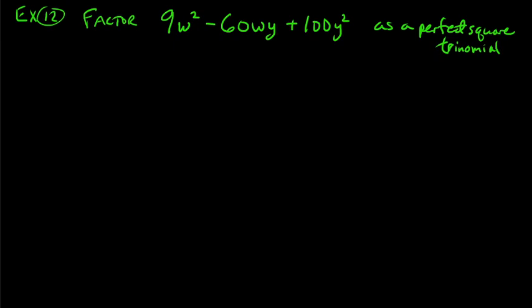Okay, last one. We want to factor 9w squared minus 60wy plus 100y squared as a perfect square trinomial. So I promise you this will be a perfect square trinomial. So no AC method is necessary. Although the AC method does work here, it might take a while, right? So the quickest way is to recognize that this is 3 times w squared minus, and then this will be 2ab. We'll get to that in a second.